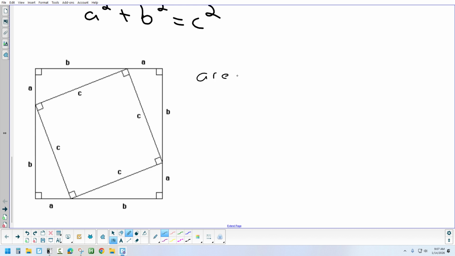So the area of the inner square equals c times c. Now I want to do it again. I want to find the area of the inner square.